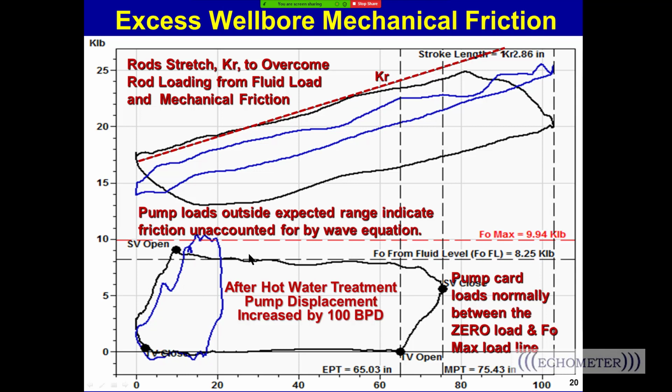So this is where you'd like to see your pump card be if you don't have any excessive mechanical friction from paraffin, and that your paraffin treatment was effective. So if you still have load above the fluid level load and load below the zero load line, then there may be some additional friction acting on your well that you didn't take out by your treatment, and maybe you need to treat the well a little bit more or a little bit longer.